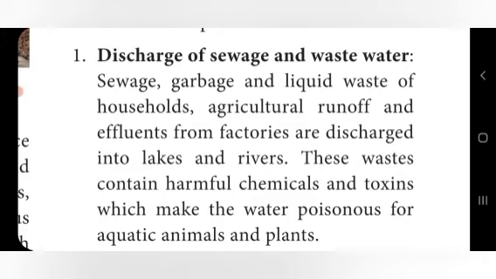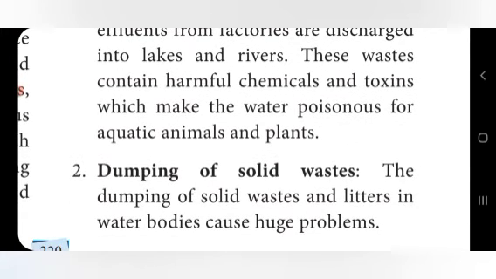These wastes contain harmful chemicals and toxins which make the water poisonous for aquatic animals and also the plants. So the harmful chemicals are contained in these discharges, and these chemicals and toxins make the water polluted and poisonous. It will affect the aquatic animals and also the plants.